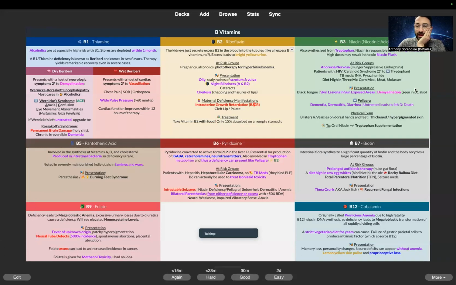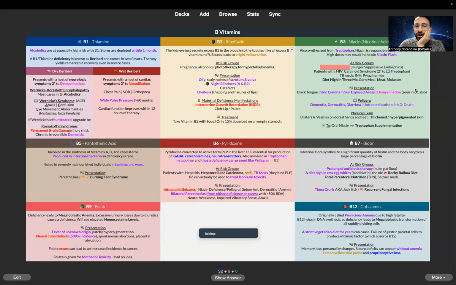This is B12, cobalamin. Diet high in what is going to reduce your niacin? Oh, that's interesting. I don't know, actually. Oh, cornmeal, meat, and molasses. Sure. Blisters and vesicles in dorsal hands and feet. Oh, you're going to like thickened hyperpigmented skin? Yeah, it's going to be with niacin. You're going to get cheilosis with riboflavin, although I think you get that with B9 and B12 as well, but we'll see that with B2, which is riboflavin. Intractable seizures with a B6 deficiency.